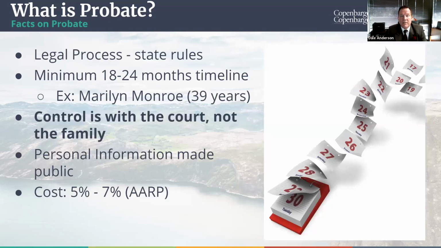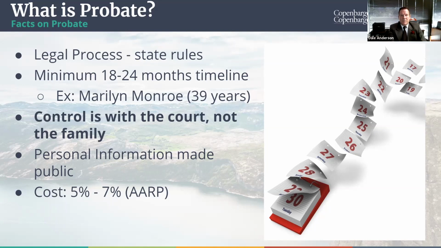First off, it's a legal process. And when we say a legal process, it means the state rules apply. The way we know what the rules are and what the process is is by looking at the California Probate Code. You can't set up your own procedures. You can't set up your own process. Probate is a legal process that has to follow the terms of the probate code. Next, it can be very lengthy. We put in here a minimum of 18 to 24 months.